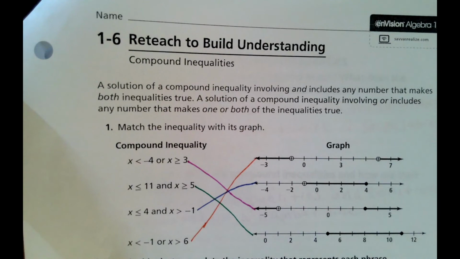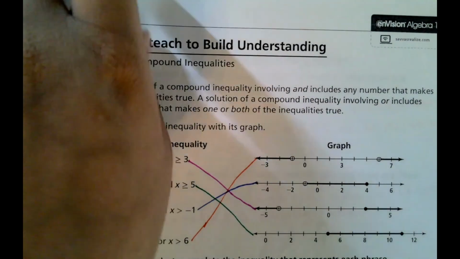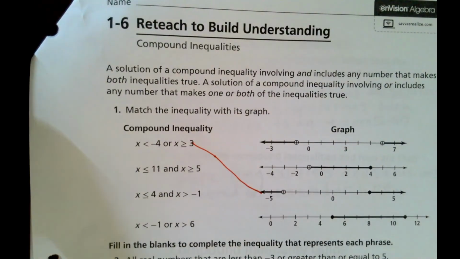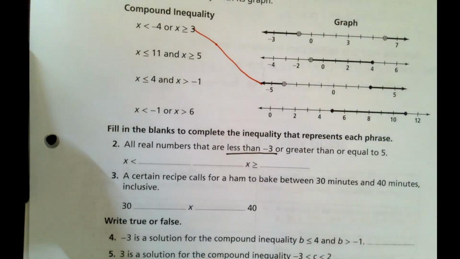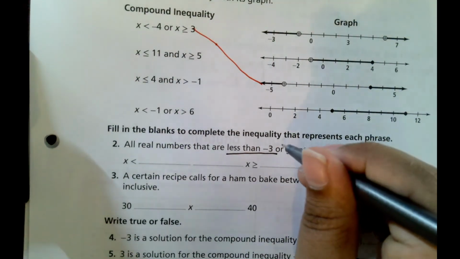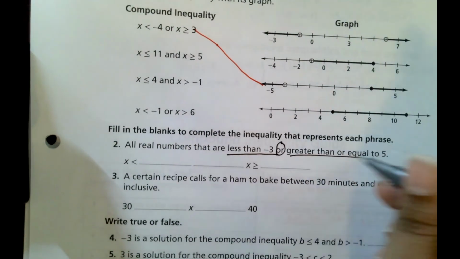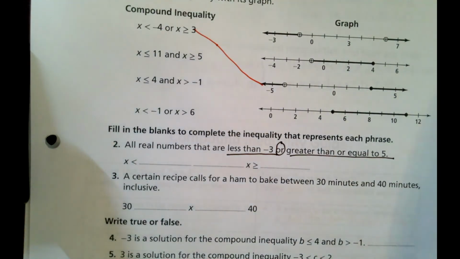Sometimes you're going to be asked to write inequalities from an expression. So it says all real numbers that are less than negative 3 or greater than or equal to 5. So less than negative 3, that means our negative 3 would go here. Our or would be in the middle, and then our 5 would be what it's greater than.